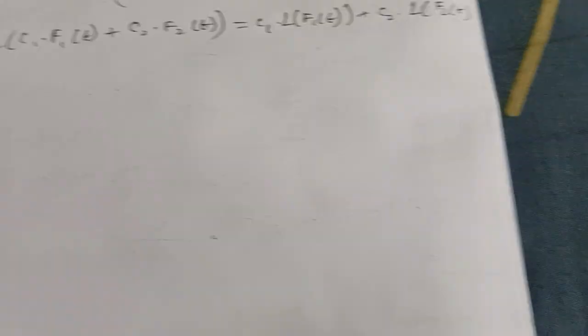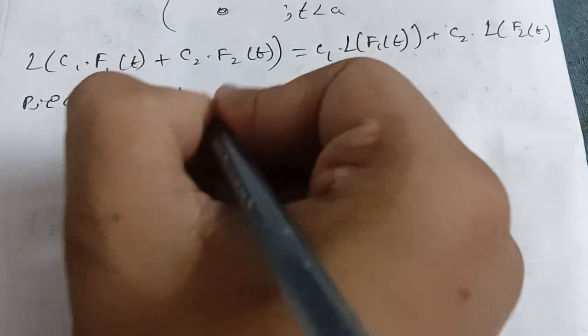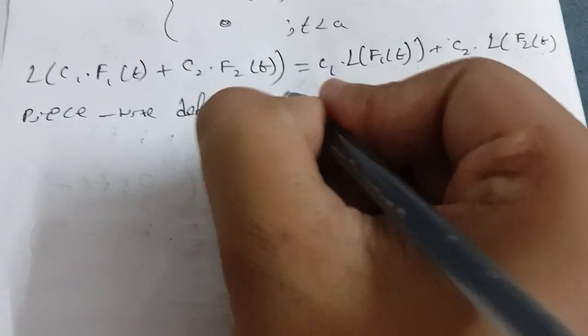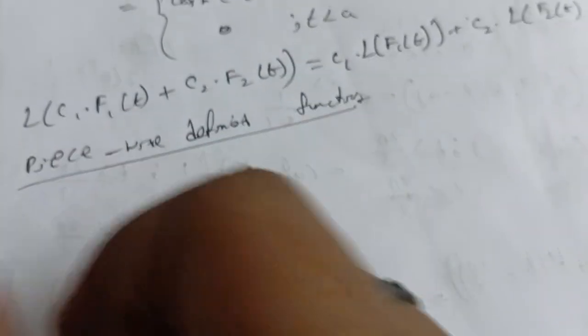So I have told you two kinds. So what do you think? If there is a Laplace of some piecewise defined function, then how could you do it? So I am giving the heading: piecewise defined function. It's a pretty easy one.